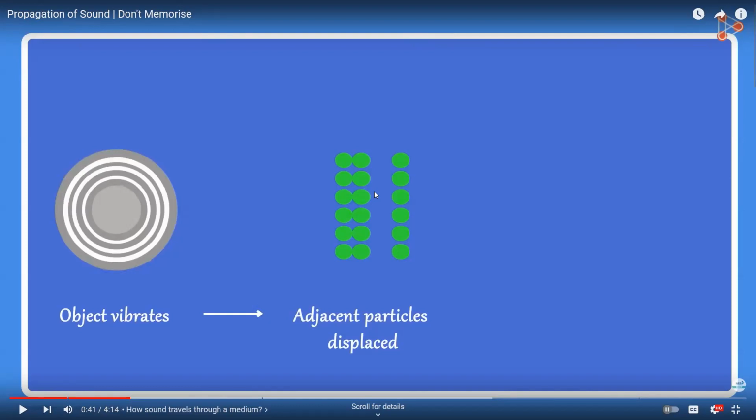From the mean position or the equilibrium position. For example, if you take air with no disturbance, all the particles are at their equilibrium position, meaning equal distance apart. Now, if there is a disturbance, then either they will come closer, and if they come closer, we call it what? Compression. Everybody, compression.